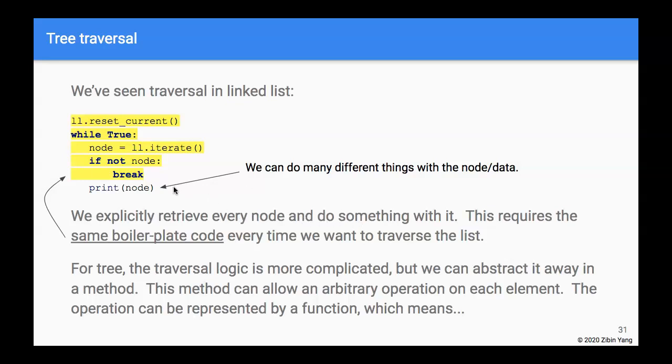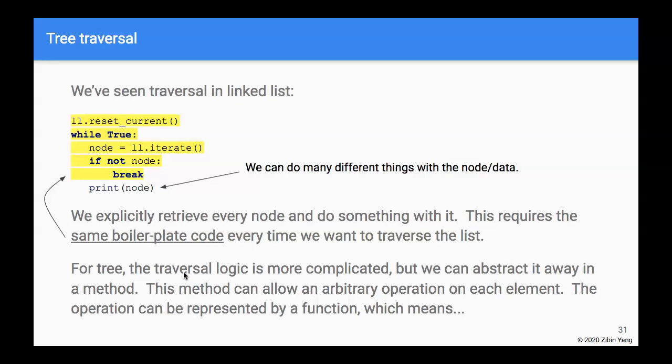Now, when we want to do something to all the elements in the linked list, we basically use this part. It's the same. So this is what's called boilerplate code. We repeat this same code, but the arbitrary operation can be some other different code, depending on what we want to do with the data or the node. Now, for the tree, we can do something similar, but we're going to do something a little different this time.